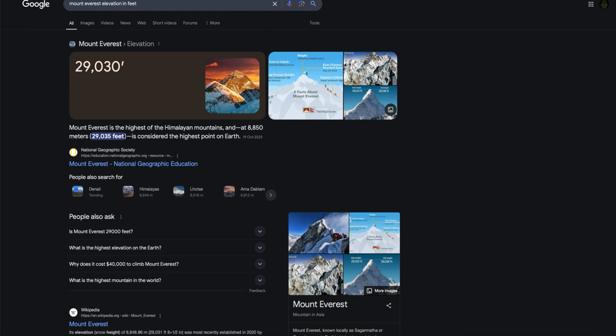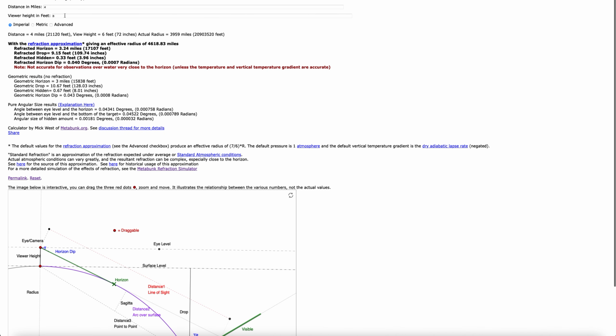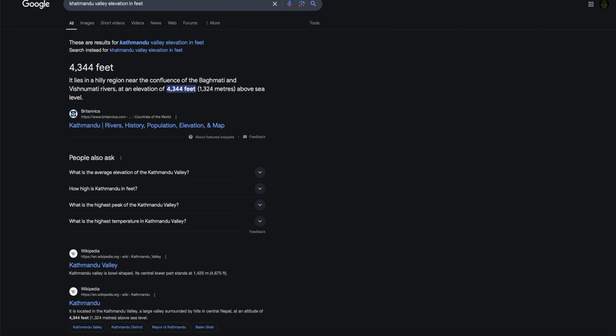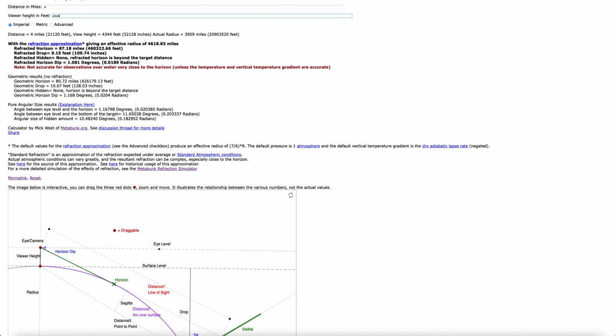Now, if we go to here, it's viewer height in feet. So let's say 4,344 feet. Distance in miles, I'm going to put down 94 miles. So that would mean, within their geometric calculations, the geometric hidden amount is only 117 feet. So you think, no big deal, right? And this is how they sell it to people. It's not a big deal, it's nothing. But this is the problem.